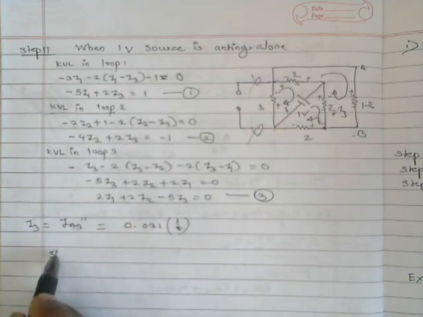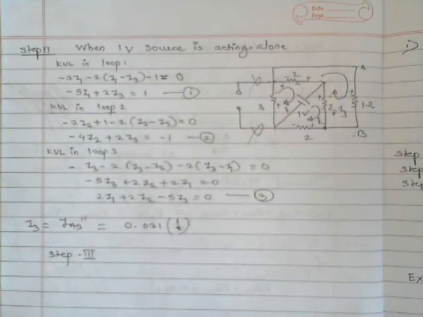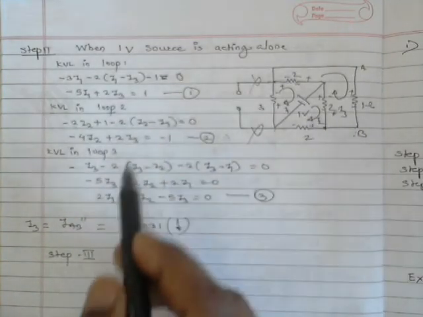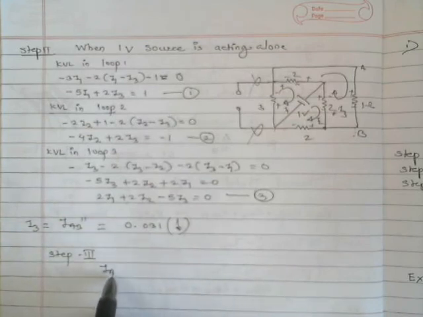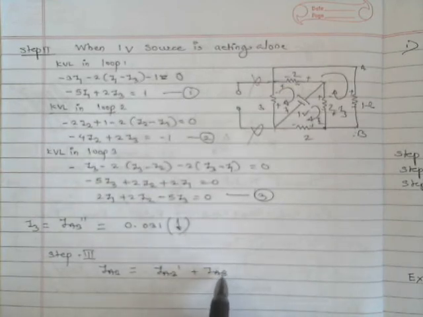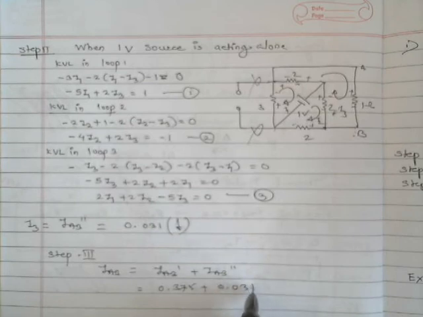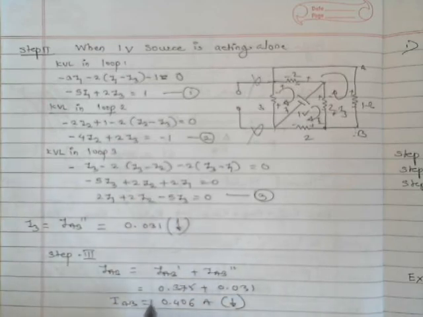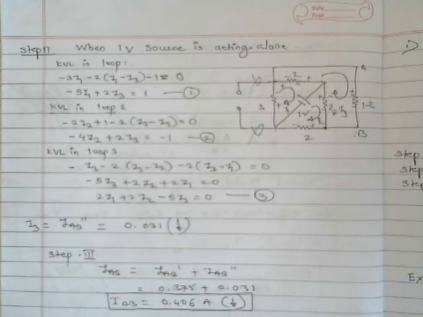Okay, now step 3. By the superposition theorem, the net current produced when all the sources are acting simultaneously will be IAB equal to IAB dash plus IAB double dash. So it is nothing but 0.375 plus 0.031, so it is 0.406 ampere moving downward. So this is how the superposition theorem works.